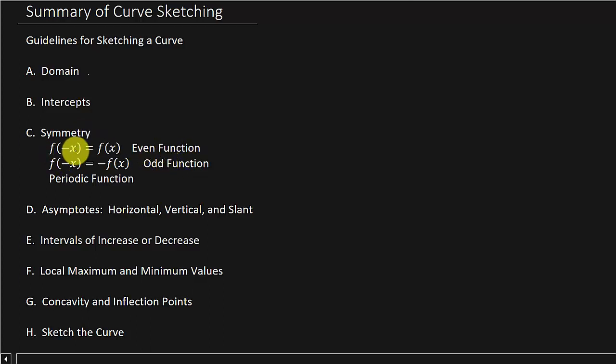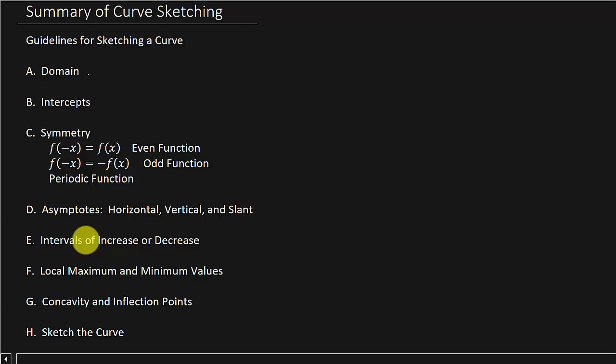Remember, if you evaluate the function at negative x and you get the original function back, then it's an even function. That means it's symmetric about the y-axis. And if f of negative x is equal to negative f of x, then it's an odd function, which is symmetric about the origin. And then periodic functions. That means when you graph something over a certain interval and then it repeats. Examples: sine, cosine, tangent, your trig functions, those are periodic functions.